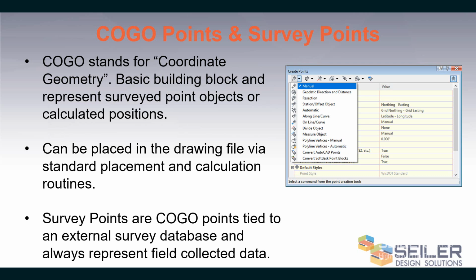I have several different tools within Civil 3D to place points using standard COGO, intersect, distance, bearing, intersect, distance, along lines, dividing objects, use it for creating stakeout points, etc. You can place it in a drawing file via standard placement or calculation routines, or I can also import a batch file or a CSV file full of points too, and just do a point dump. Survey points are similar to COGO points. They are actually COGO points, but they're tied to the external survey database and always represent field collected data.